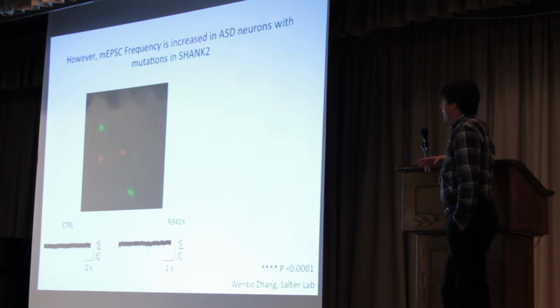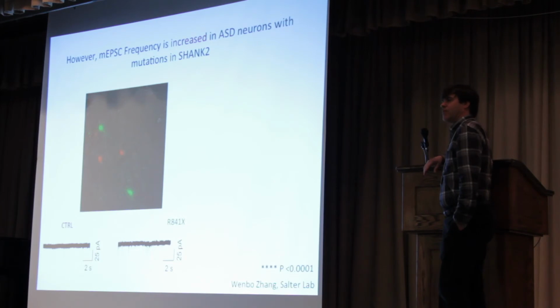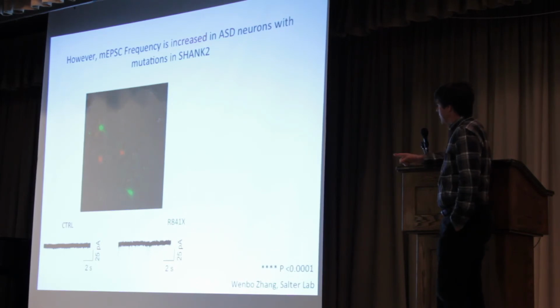But there's another family that provided skin biopsies with mutations in SHANK2, and it turns out SHANK2 and PTCHD1 were both introduced in the genetic talk earlier. So in this case, the frequencies actually increase in these ASD neurons. And what's shown in that colorful image, the two green neurons and the two red ones, we've marked them with genes that express a green fluorescent protein or a red fluorescent protein. And so the red ones are actually the unaffected neurons, and the green ones are the neurons from the ASD individual. And again, these are mini EPSCs.